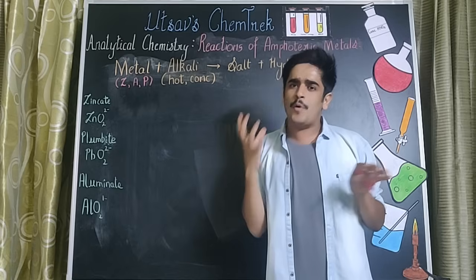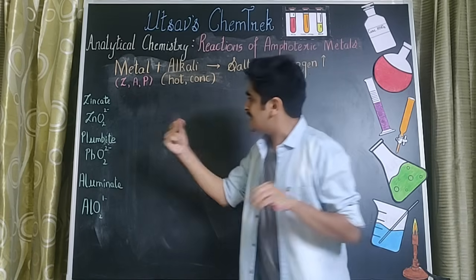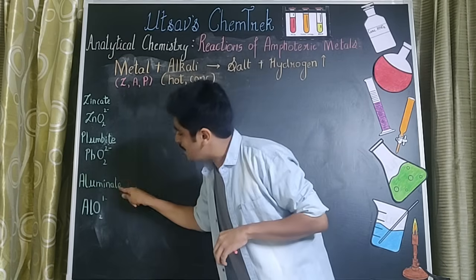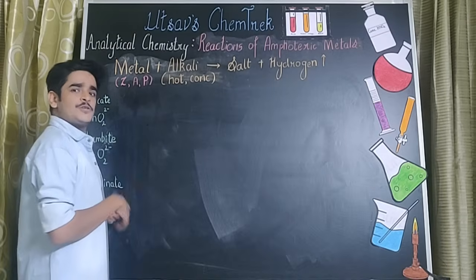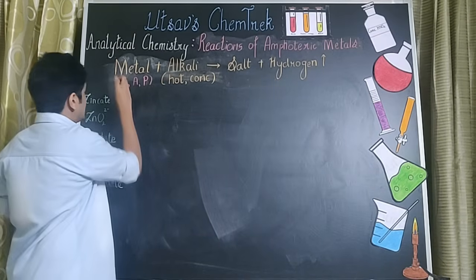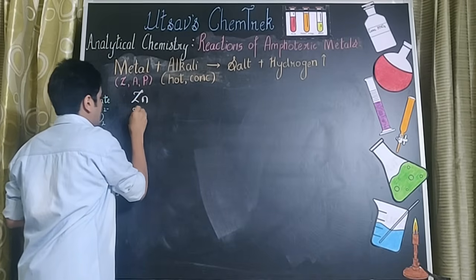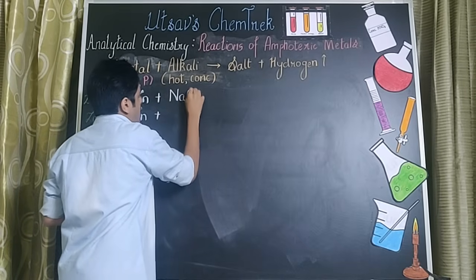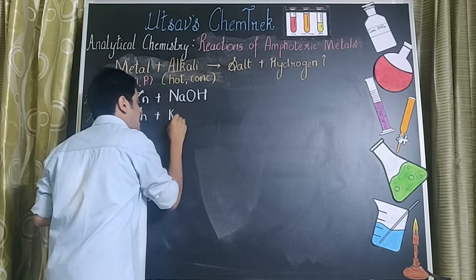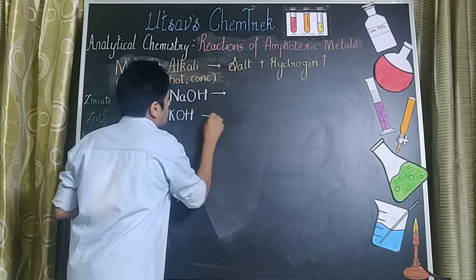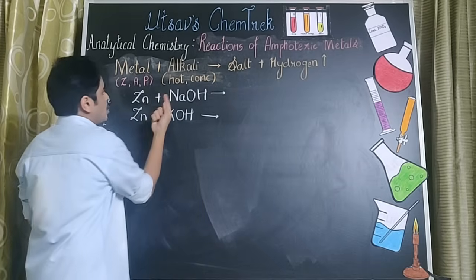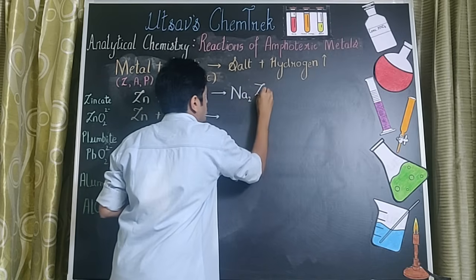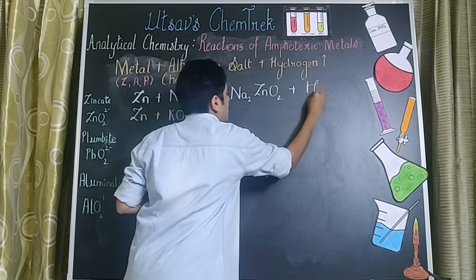You need to know very important radicals over here, which are a total of 3 again. Zincate, ZnO2 2 minus, plumbite, PbO2 2 minus, and aluminate, AlO2 1 minus. So now let's see the reactions. Zinc is my first metal given by the formula Zn. I'm going to write it a total of 2 times. Why? One for sodium hydroxide given by the formula NaOH, and the other one for potassium hydroxide given by the formula KOH. In both of the cases, the salt is going to be a complex salt. Sodium zincate, which is given by the formula Na2ZnO2, and the liberation of diatomic hydrogen gas.